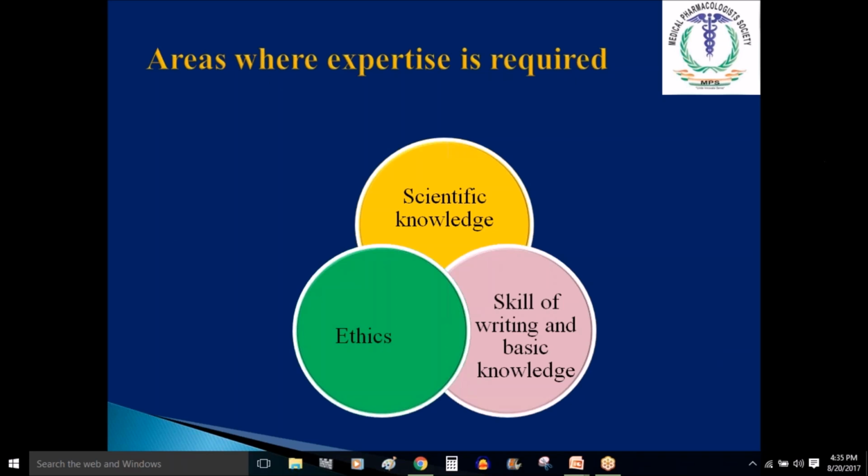Next. So if somebody wants to be a medical writer, what are the skills that person should acquire? These are the 3 broad areas where expertise would be required. One is scientific knowledge, and I'm sure all of us are medical people, and scientific knowledge is not an issue. So the major expertise that we need is to understand the publication ethics. And secondly, we need some skills in the basics of medical writing. You don't have to be a prolific writer for writing a manuscript. Even a basic English knowledge would be enough.